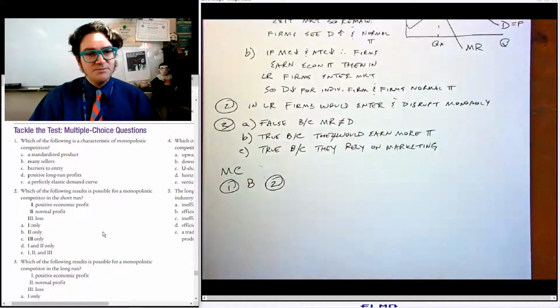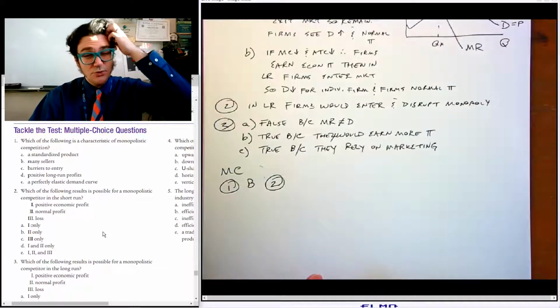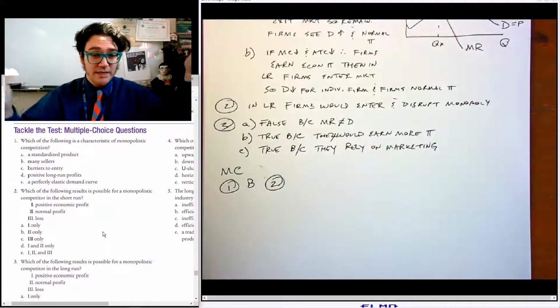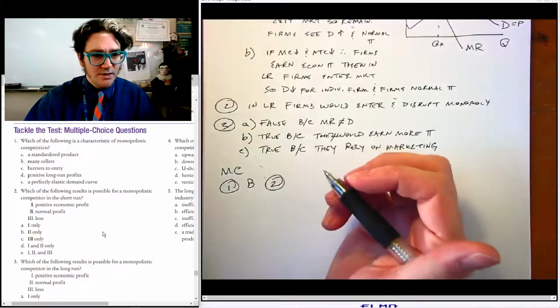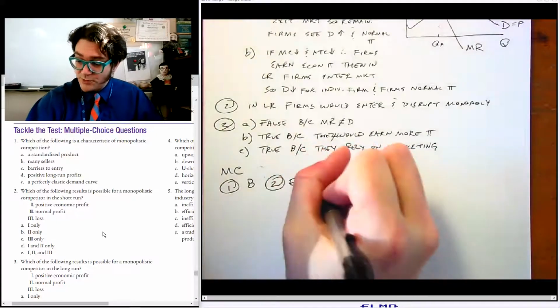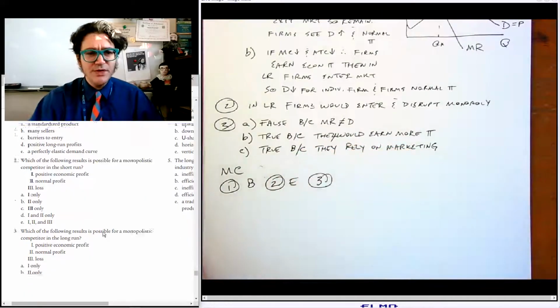Which of the following results is possible for a monopolistic competitor in the short run? In the short run, they could earn any of those things. They could earn positive profit, losses are normal, so E. In the short run, they can do any of them. In the long run, they earn normal profit.